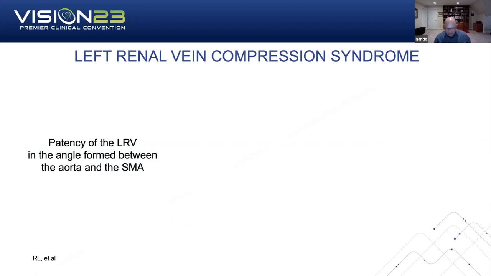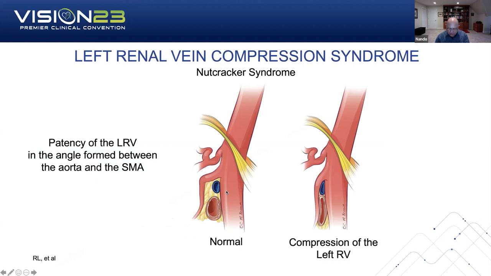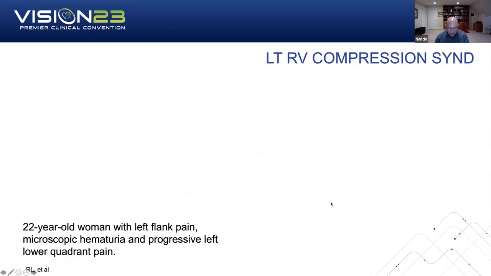Left renal vein compression syndrome relates to the patency of the left renal vein in the angle between the aorta and the SMA. In the normal situation, the area in this angle is spacious. In the compression syndrome, the angle is narrow, compressing the left renal vein. A 22-year-old woman presented with left flank pain, microscopic hematuria, and progressive left lower quadrant pain.